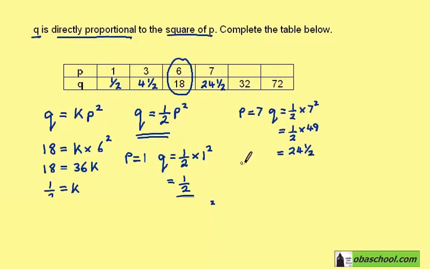Now let's consider Q equal to 32. Substituting this into the formula gives 32 is equal to 1/2 times P squared. Multiplying both sides by 2 gives 64 is equal to P squared. P then is going to be plus or minus 8.